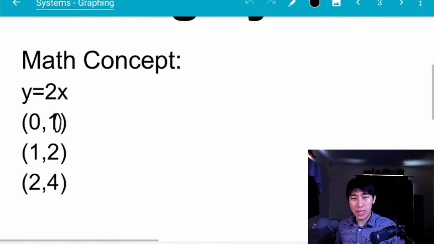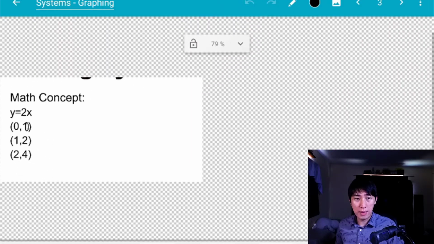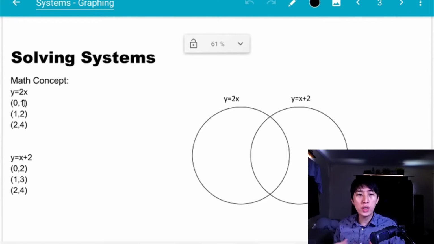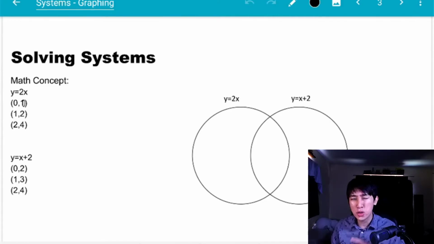Now, this is kind of what's going on with our math concept. We're given two different equations. Again, a system is where we have two equations that must be true. So what we know here is that y equals 2x has to be true. And these are three examples.